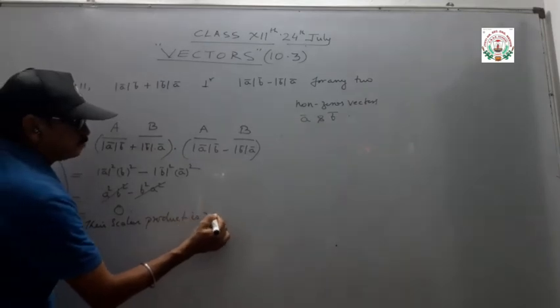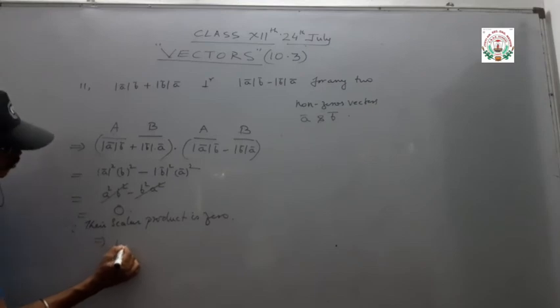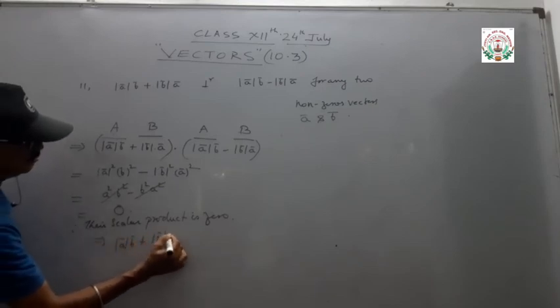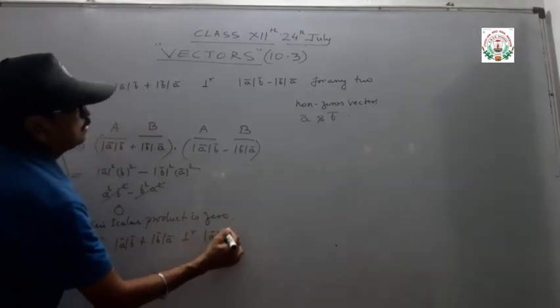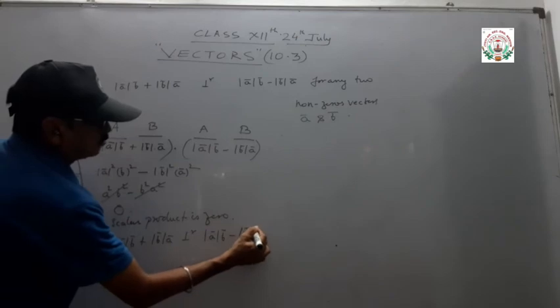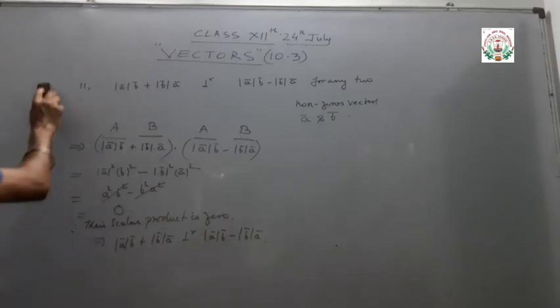is 0, which implies that |A| B vector plus |B| A vector is perpendicular to |A| B vector minus |B| A vector. So that is the solution of our 11th question. Now let's move to the next one.